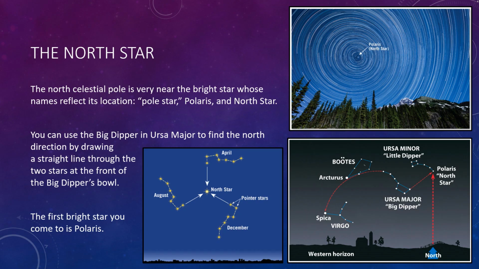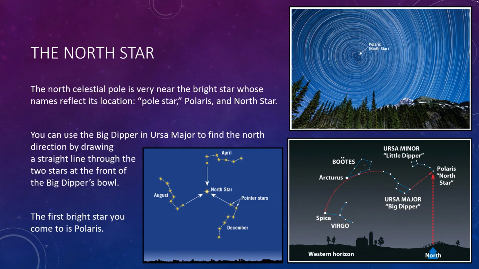The north celestial pole happens to be very near a bright star whose various names reflect its location. You might have heard it referred to as the pole star, Polaris, and the North Star. To an observer in the northern hemisphere, the stars appear to circle around Polaris, because it, like the North Pole, is the center of motion.